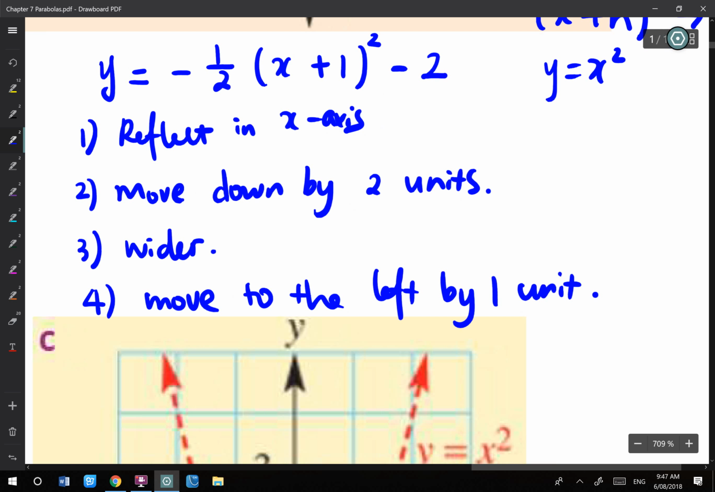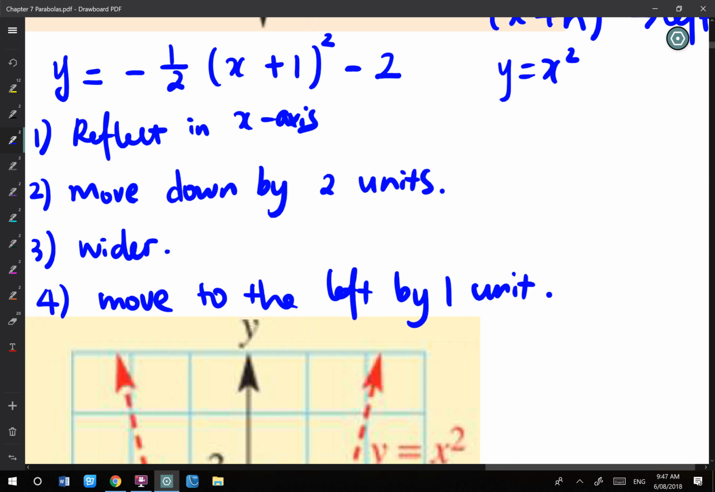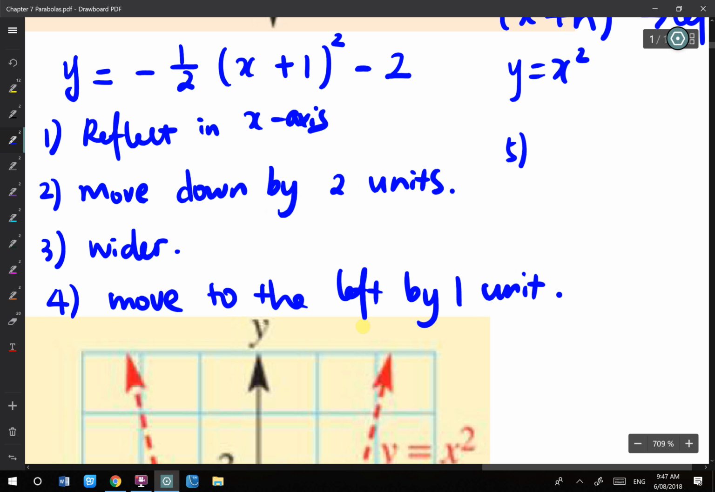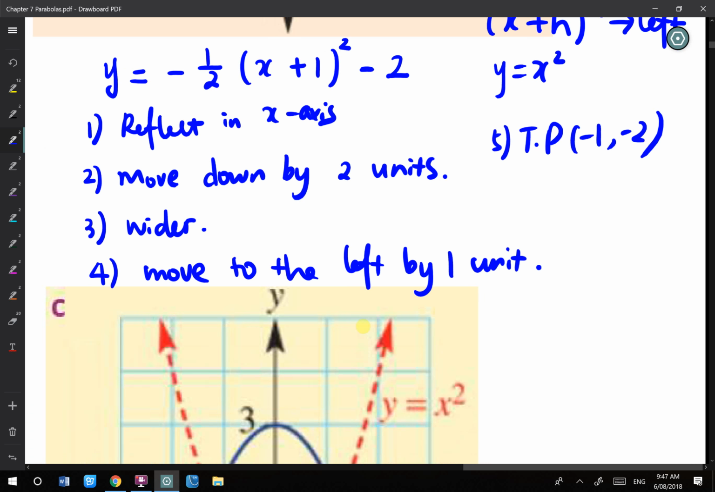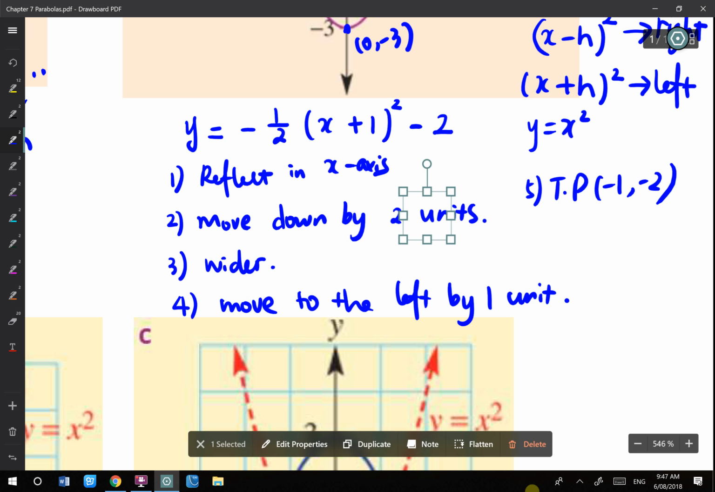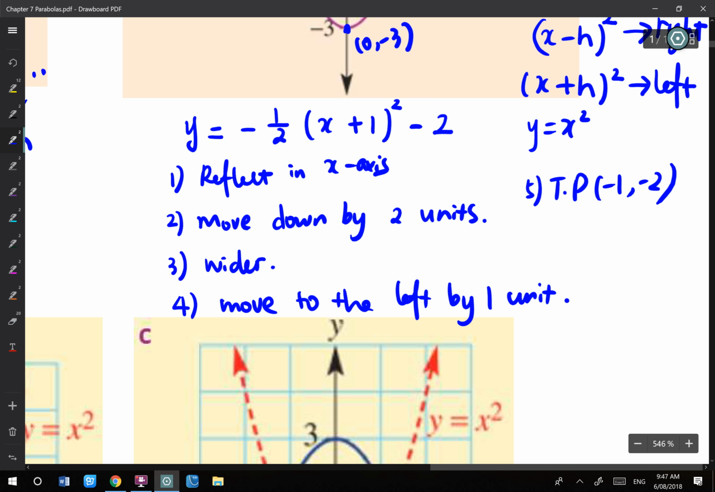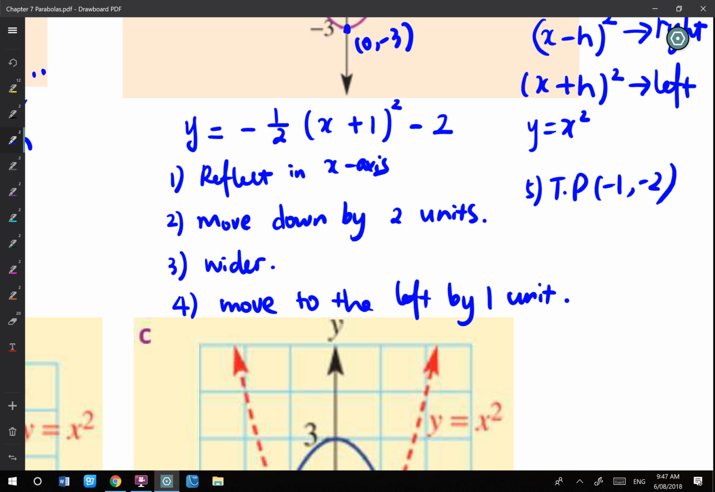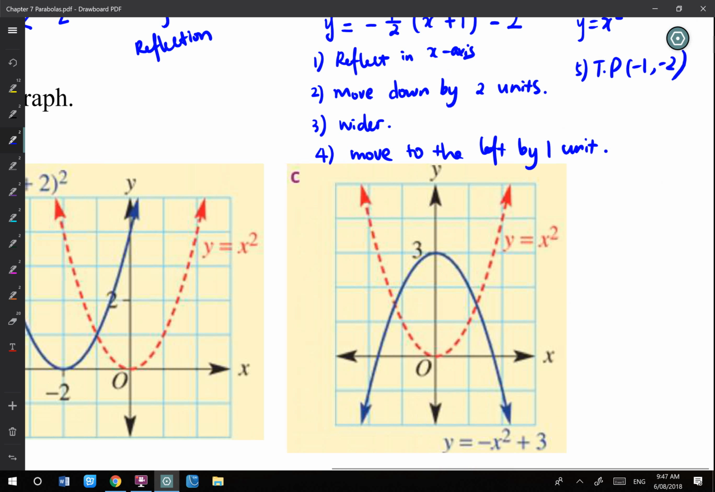What's the new turning point? Okay, the new turning point is -1, -2. Correct. Okay, so that's all. Everything has been done compared to the y equals x squared graph. So if you have the y equals x squared graph, it looks like this. Now the graph is wider and has been reflected, moved to the left and also moved down. So that is what has been done to this graph. Okay, we all get that. That's good.